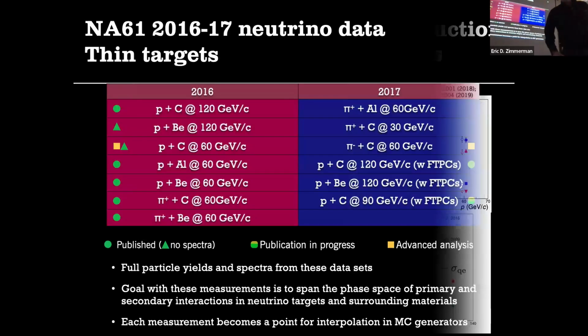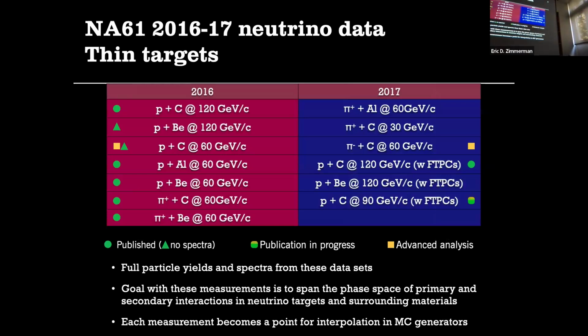And then from 2016 and 2017, we took a whole lot of different data sets with different beams and different target species. The goal with these is really to span the phase space of primary and secondary interactions and neutrino targets and surrounding material. So each of these measurements basically becomes a point for interpolation in Monte Carlo generators. And you can see most of these have now been published.